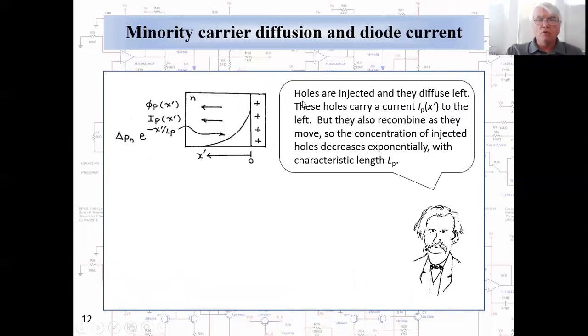So holes are injected into the N region and they're going to diffuse left. These holes carry a current I_P of x prime to the left, but they also recombine as they move. So the concentration of injected holes is decreasing exponentially as we move further to the left with a characteristic length L_P. Okay. So the profile of the injected hole concentration is delta P_N e to the minus x prime over L_P. We have a flux of holes diffusing down the concentration gradient moving left, which carries a current flowing to the left.